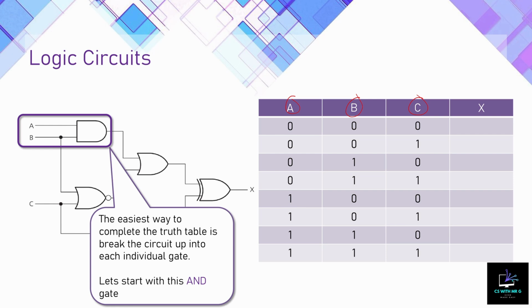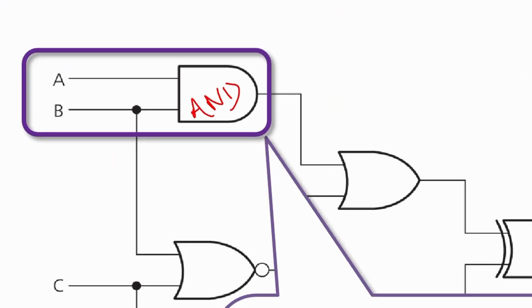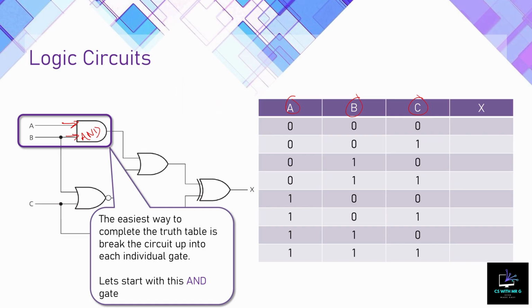And the easiest way to tackle this type of question, guys, is to break it up into each individual gate. So circled here, this AND gate, labeled as an AND gate, we can see that A and B are being input into this AND gate, which will refer to these 2 columns here.